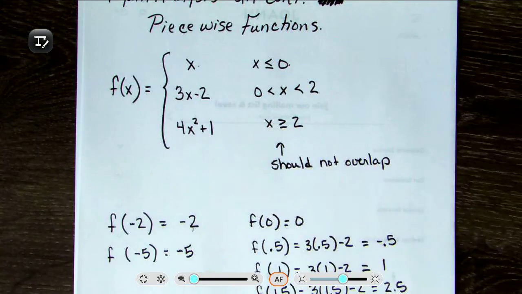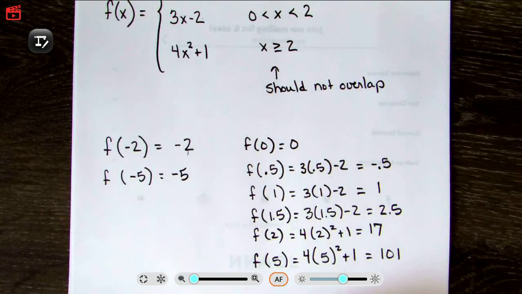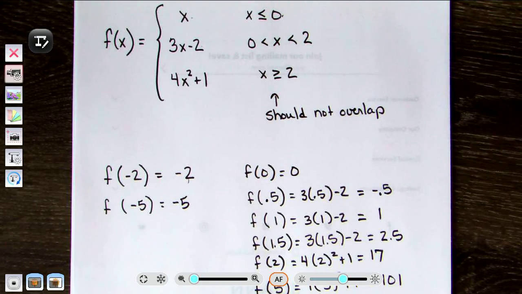I hope this helped a little bit by going really slowly through these piecewise functions. But again, we will be spending more time with them as we go through the course, as we get more and more sophisticated functions that we can deal with.